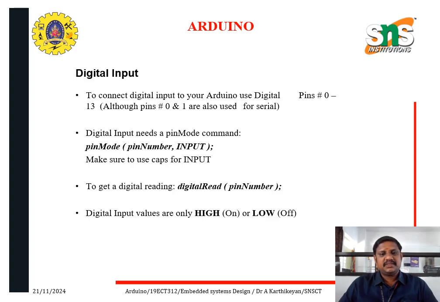For digital inputs we have 13 pins, 0 to 13, so totally 14 pins, and pins 0 and 1 are used for serial communication. Digital inputs need pinMode to set the pin number as an input. Then digitalRead the pin number, and the digital value may be HIGH or LOW. HIGH means it will be on, and LOW means it will be in the off state. These are the main input parameters of the Arduino board.